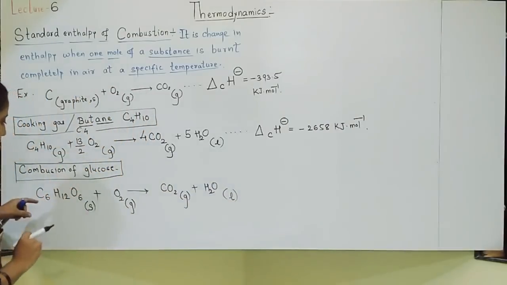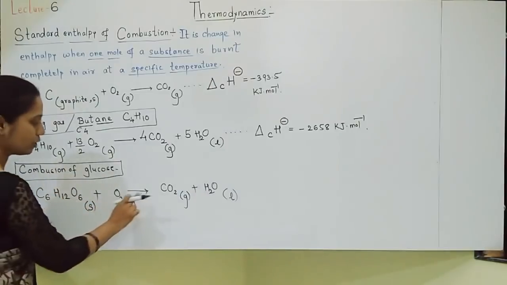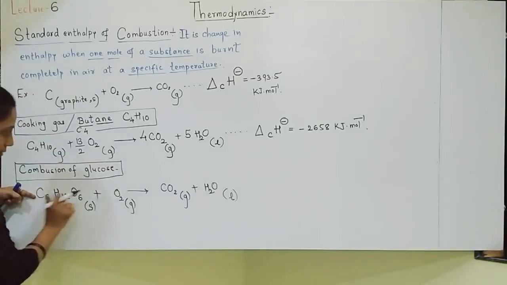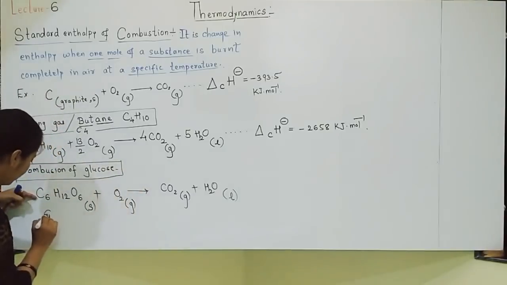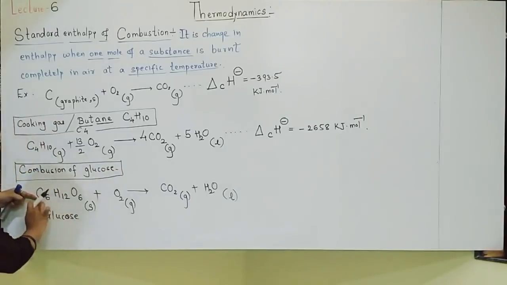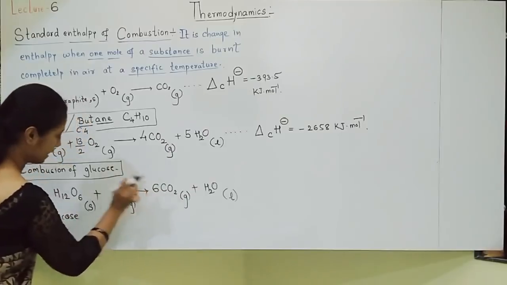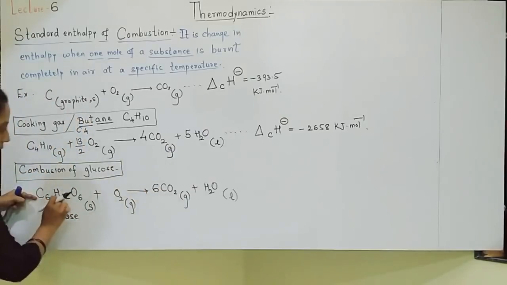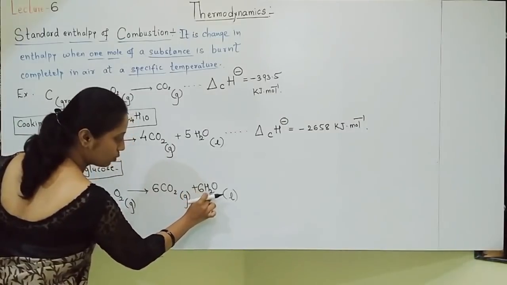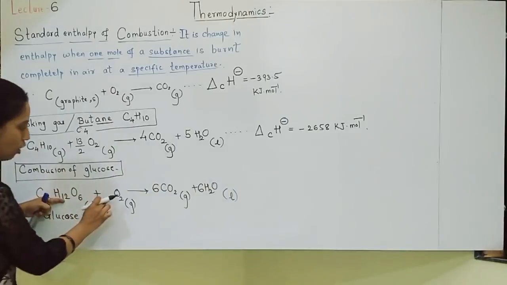Okay, now see here. Conditions understood. Always add oxygen for combustion. Products are always carbon dioxide and water. C6 for glucose. I hope you know this. Glucose means C6H12O6. Okay, carbon 6. So I should write 6. Hydrogen 12, so I must write 6 for water. Carbon and hydrogen are balanced. Now let us balance the oxygens.